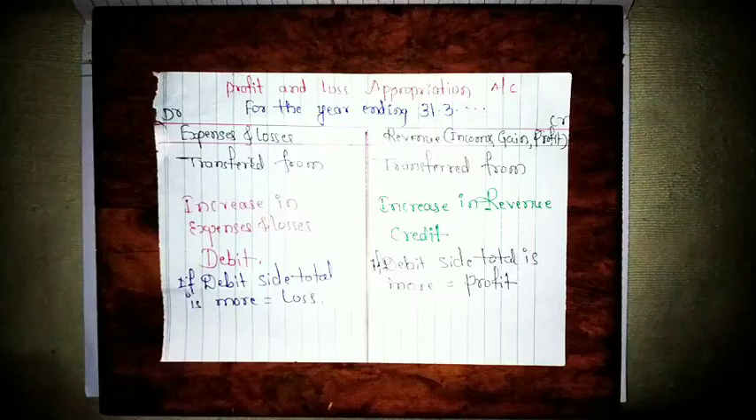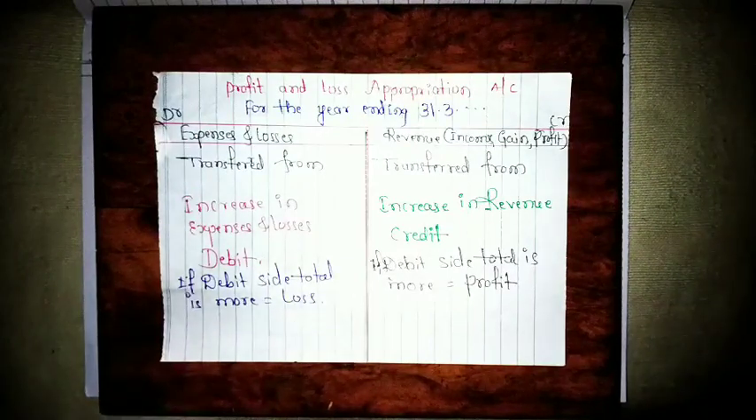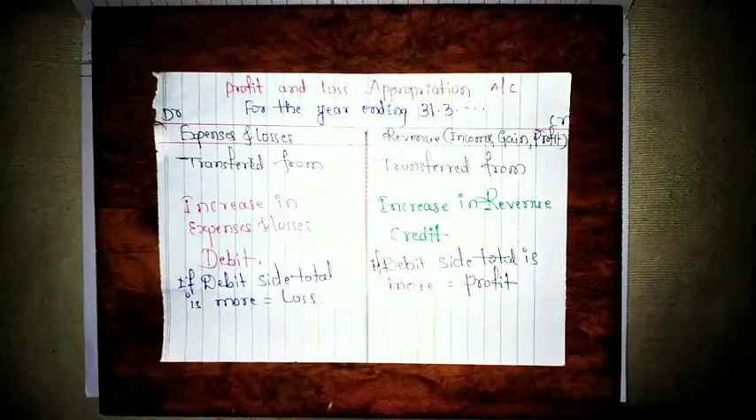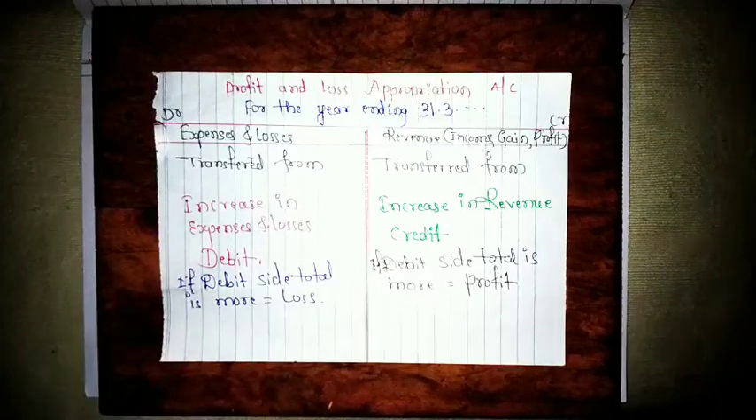The profit and loss appropriation account is the extension of the profit and loss account. Debit side: expenses and losses. Credit side: revenue, meaning income, gain, profit. These expenses, losses and revenues are concerning the partners only. These are not the original entry items.